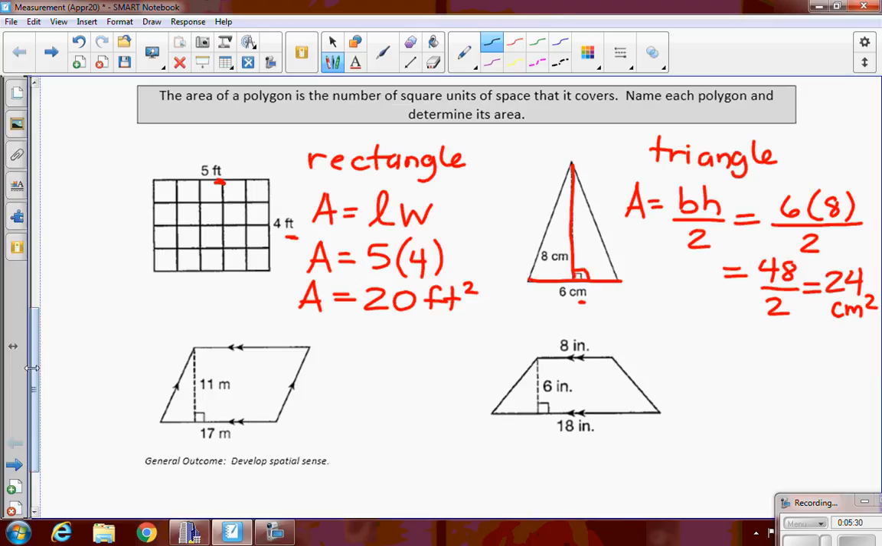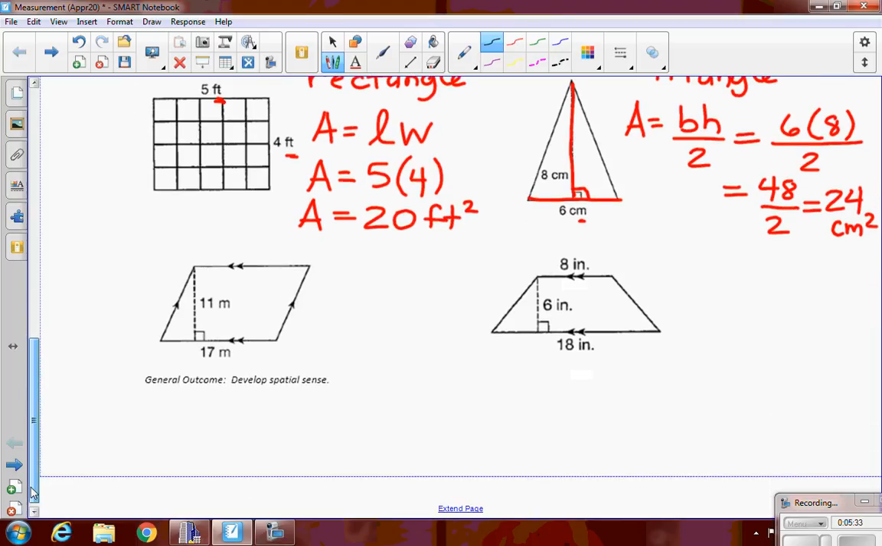The bottom two shapes here are something that you would have come across in junior high. The first shape is kind of like a kicked over rectangle. This is a parallelogram. The parallelogram has a similar formula to a rectangle, except we say the area of the parallelogram is base times height, because the width on this is kind of slanted, so it'll give us a little bit of a problem.